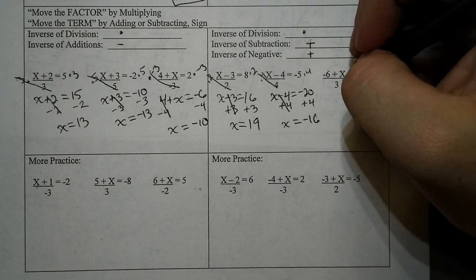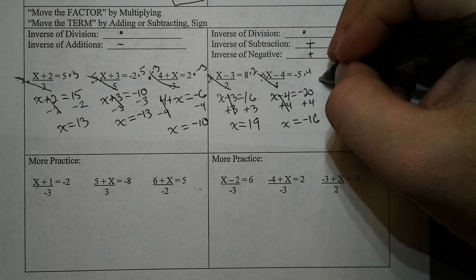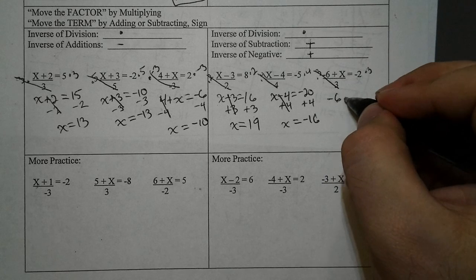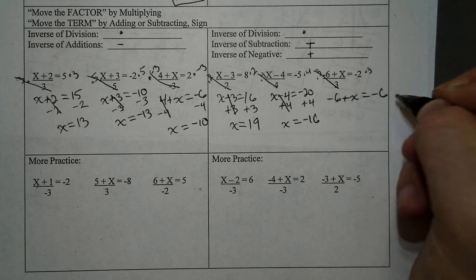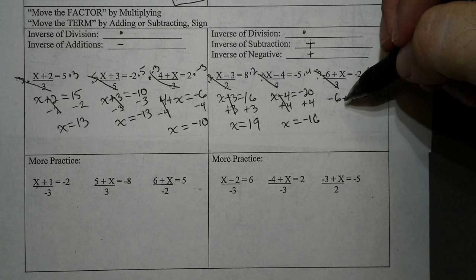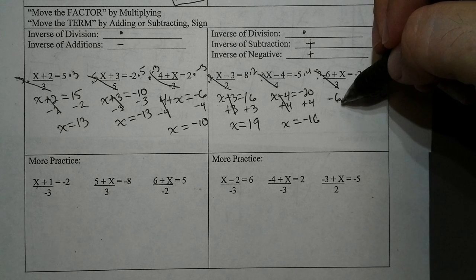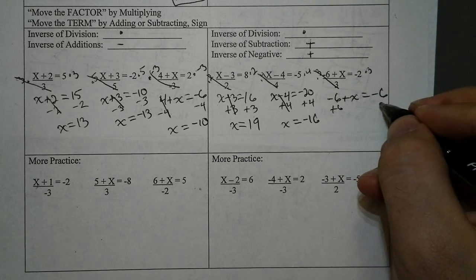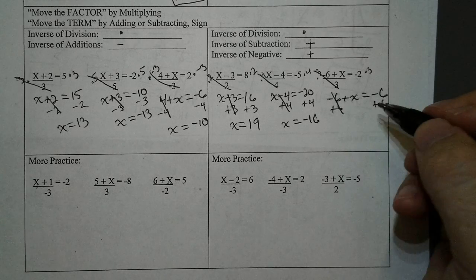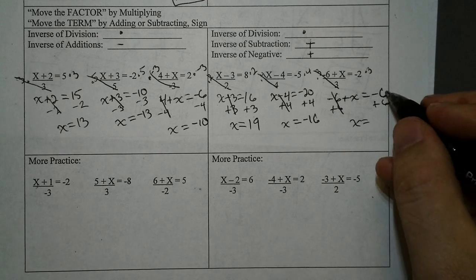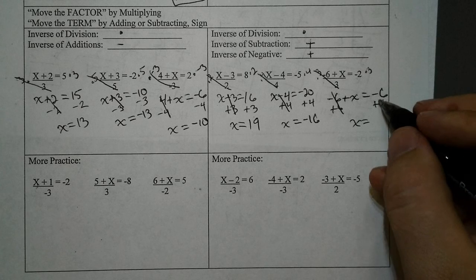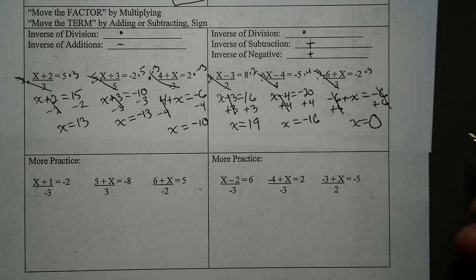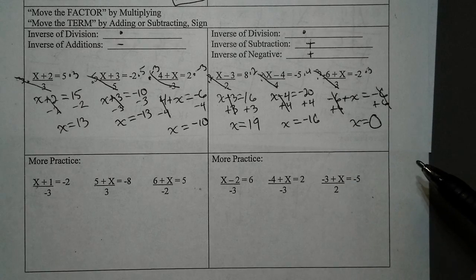Now, on this last one, the first step is still the same. Get rid of this divide by 3 by multiplying by 3. Multiply by 3. They'll cancel. I get negative 6 plus x is equal to negative 6. Now on this one, since this is a negative 6, the opposite of a negative is positive. So you're going to have to do plus 6. Those cancel. And we get x is equal to negative 6 plus 6. Those would cancel as well. So x here equals 0. All right? Remember, 0 is a number. It could be a solution sometime.